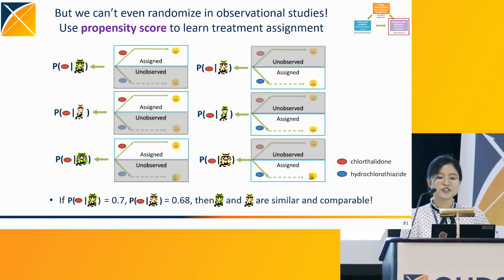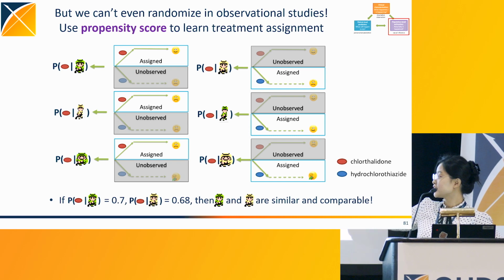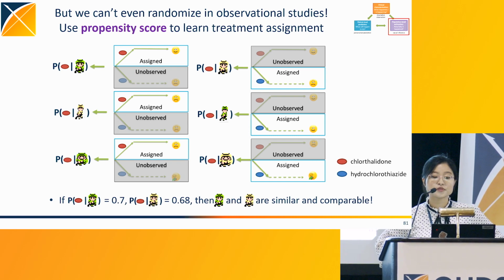Oh, that's a fantastic question. So the question is, in this example, the green person has a propensity score of 0.7, the other guy has 0.68, then they're quite close and similar and comparable. But what if they are still close, but both of their propensity scores are lower, say 0.3 and 0.28?